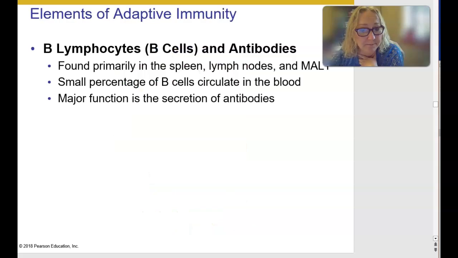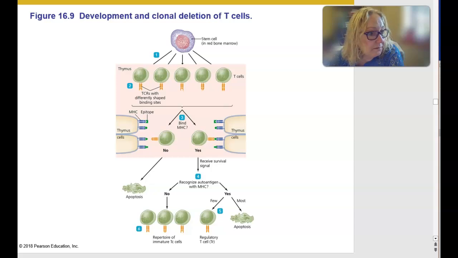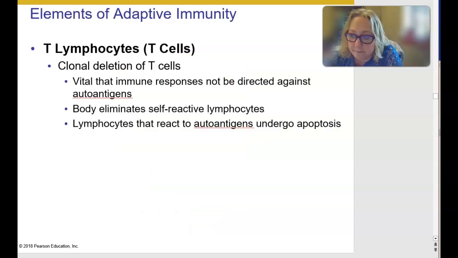Do you remember this? Again, found in the spleen, lymph nodes, and MALT, small percentage of B cells. Oh, I'm sorry. This is T cells. Sorry about that. T cells. Clonal deletion of T cells. Vital that the immune response not be directed against autoantigens. So you first have to go to selection school to make sure that you're not attacking yourself.